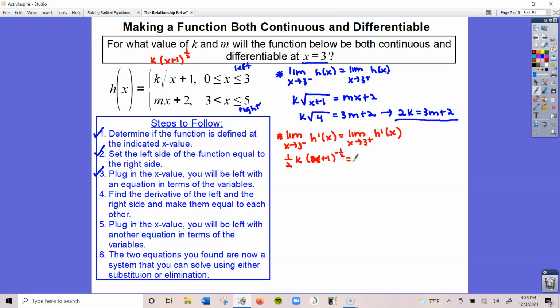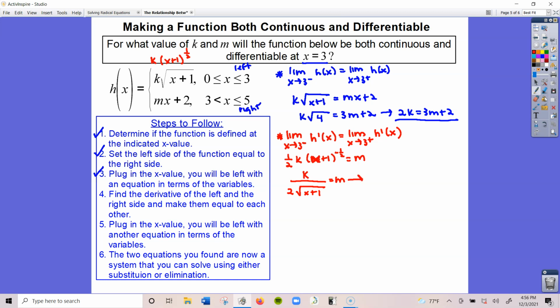And that's going to equal the derivative of the right side. Remember that m is a coefficient. m times x, the derivative would be m. And the derivative of 2 is 0. Now remember, these are my limits for when x is approaching 3. So now I'm going to plug in x is equal to 3. So, sorry, before I do that, let's rewrite this part here. This x plus 1 to the negative 1/2 is going to go down to the denominator with the 2. So I have k is going to stay in the numerator over 2 times the square root of x plus 1.